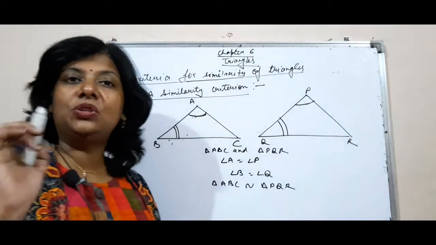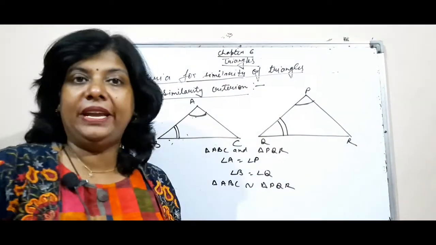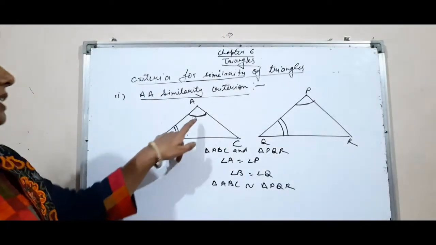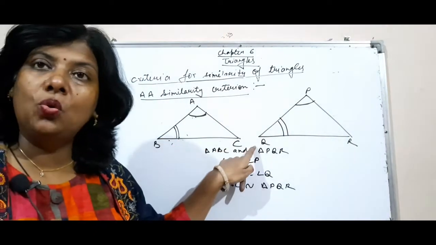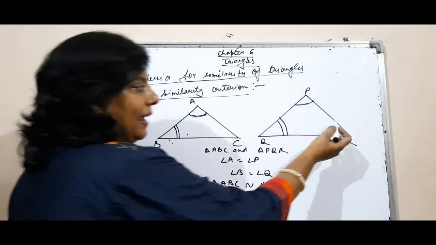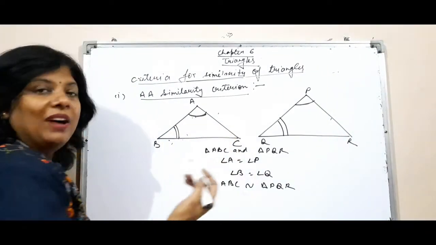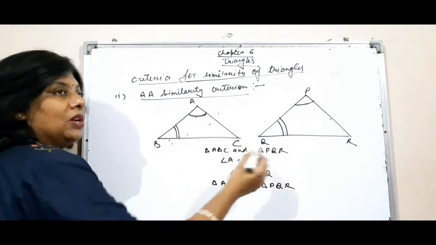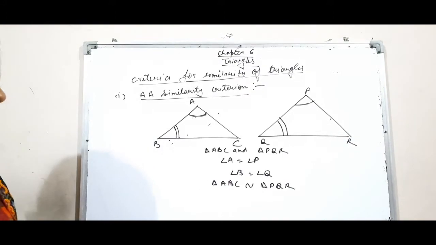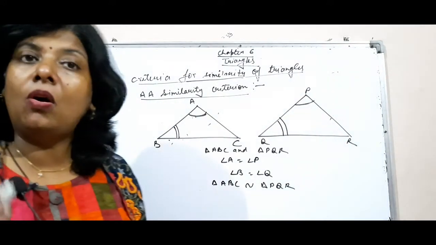This criteria is also known as AAA, triple A similarity criteria. Why? Because if two corresponding angles are equal, then by default you can say the third angle is also equal, because the sum of the angles is 180 degrees. So the third angle is also equal, and this criteria is known as triple A similarity criteria also.